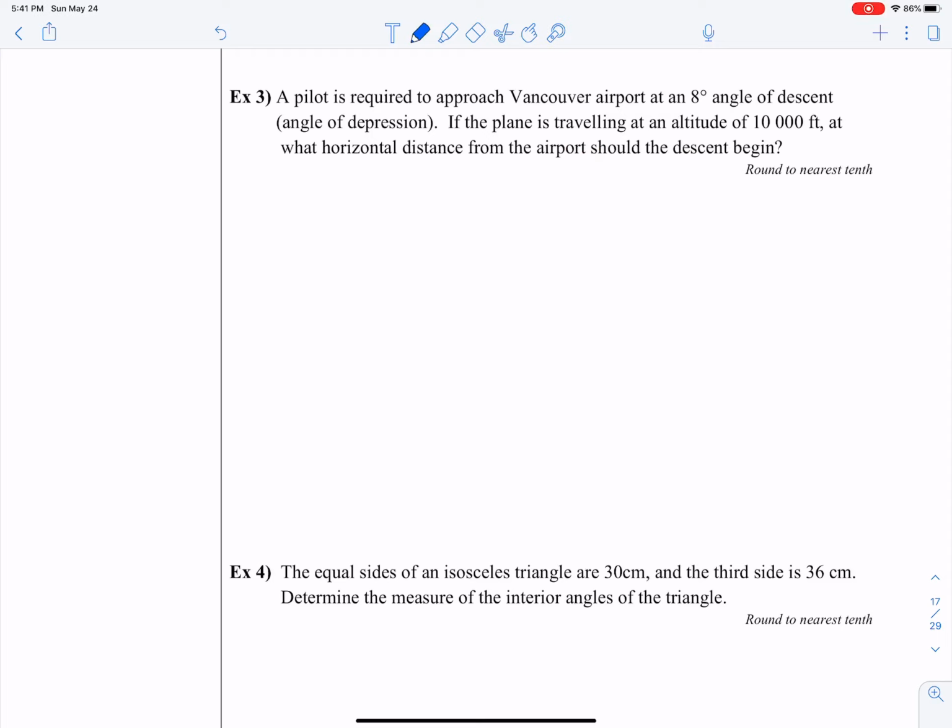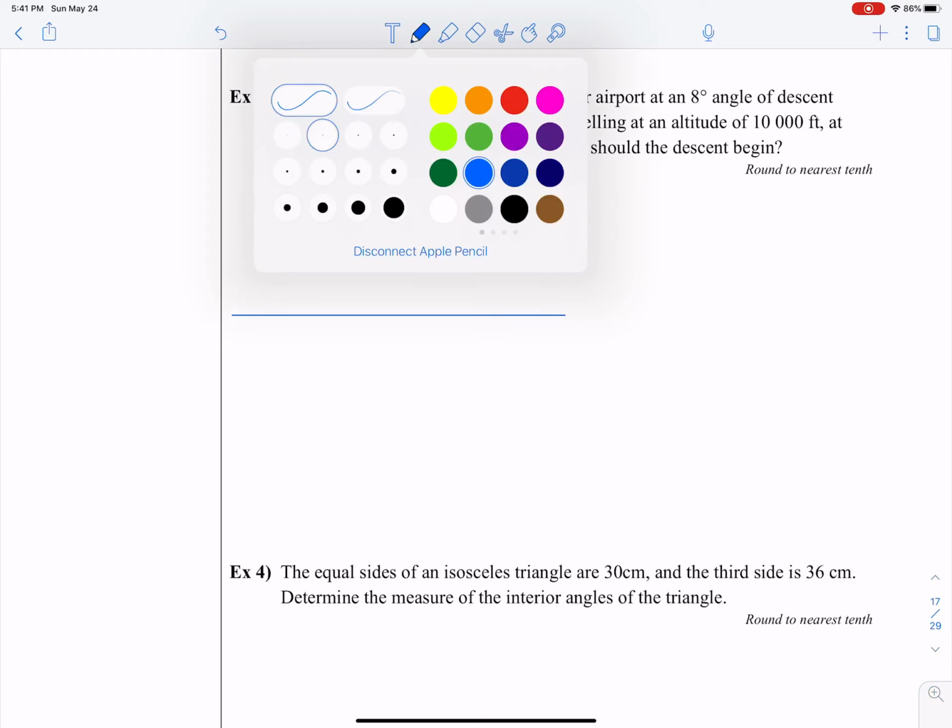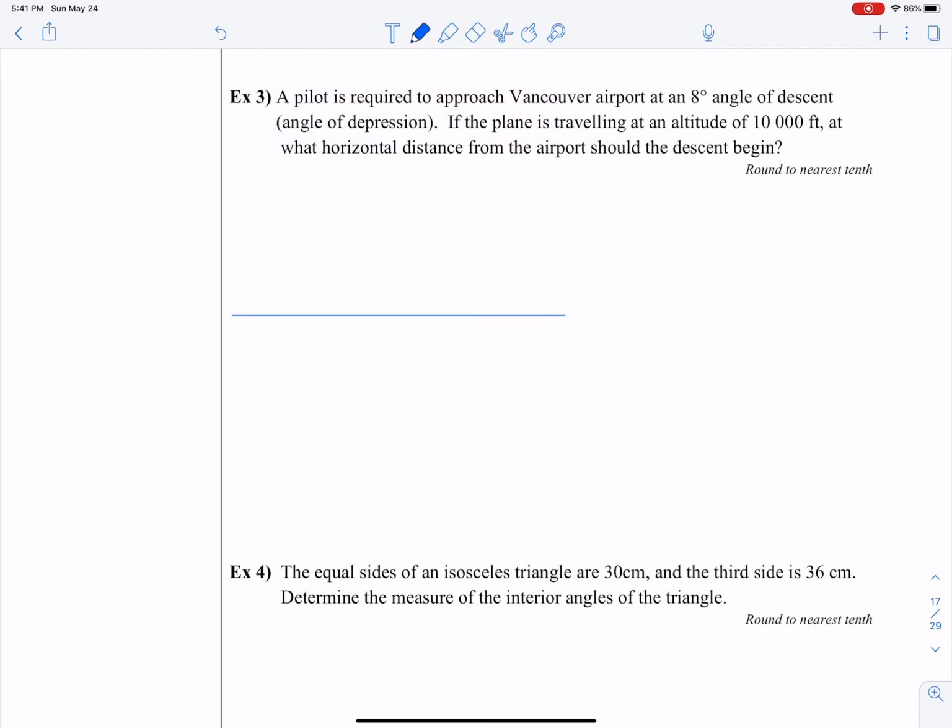All right, so as always, we're going to start off drawing our ground. Okay, that's the ground. It's always best to draw the ground first. Next, we're going to draw our plane up in the air. Let me try and draw a plane. Like that. And like that. I don't know. It kind of looks like a plane. All right, there's our plane. And the plane is how high? It is traveling at 10,000 feet.